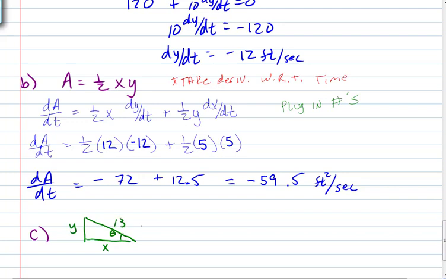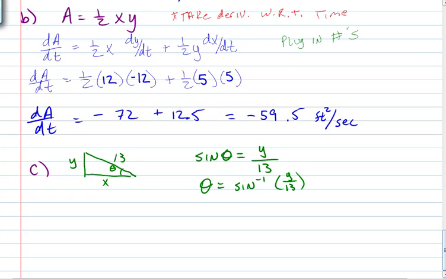We need a trig function. I like tangent, except I can't use tangent. We can use cosine or sine. Which one do you want to use? Sine. I like sine. So we know that sine theta is equal to opposite over hypotenuse. So theta is equal to sine inverse of y over 13. Is that correct? Take the derivative with respect to time.